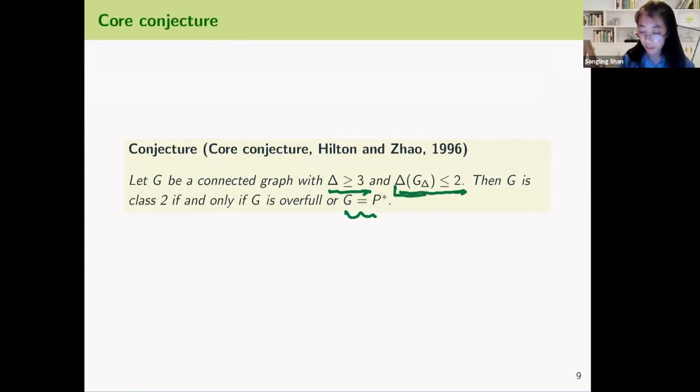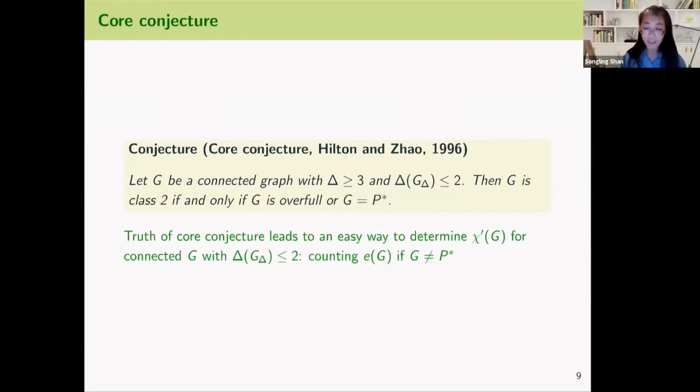So if you look at this restriction on the core, so the maximum degree of the core is at most 2, then we see that the core actually consists of vertex disjoint cycles and paths, right? Actually, if we assume such a graph to be class 2, then you can easily prove that in that case, the core is nothing but those vertex disjoint cycles.